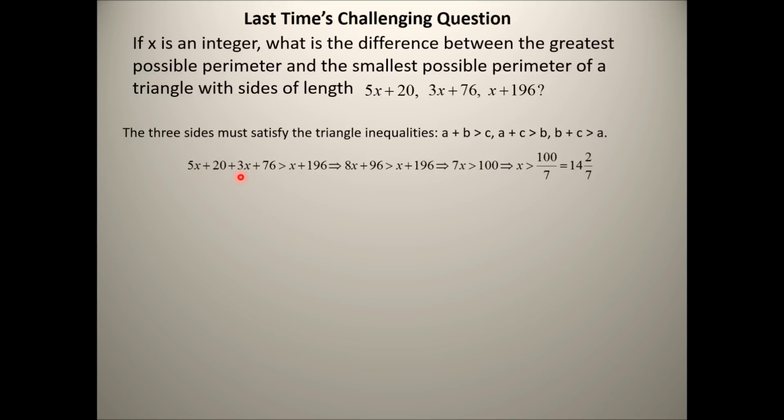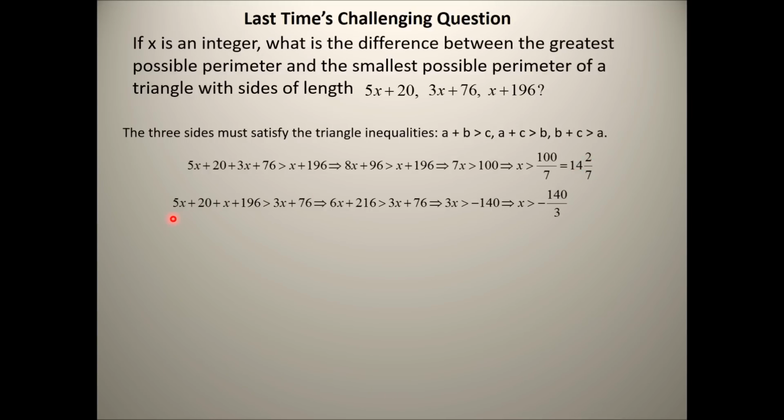So we have 5x plus 20 plus 3x plus 76 is greater than x plus 196. We combine like terms to get 8x plus 96 is greater than x plus 196. We then move the x to this side and the 96 to this side to get 7x is greater than 100. And then we divide by 7 on both sides to get x is greater than 100 over 7. And 100 over 7 is 14 and 2/7.